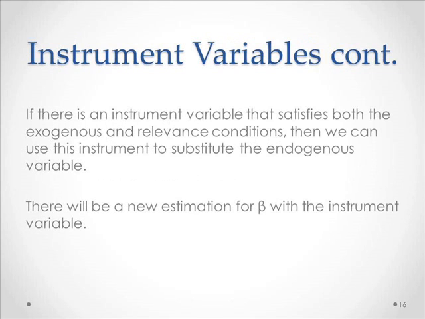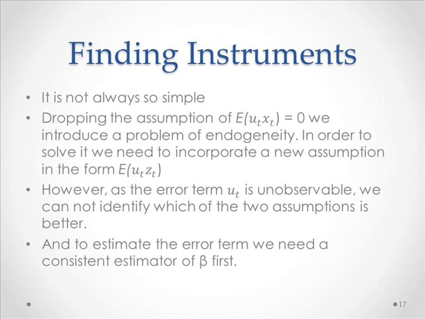If there is an instrumental variable that satisfies both the exogeneity and relevance conditions, then we can use this instrument to substitute the endogenous variable. There will be a new estimation for beta with the instrumental variable. So finding instruments is not always so simple.